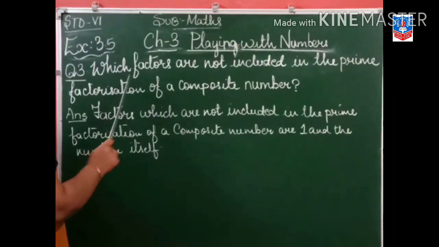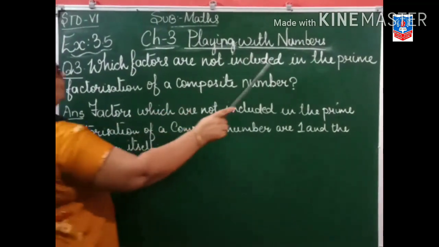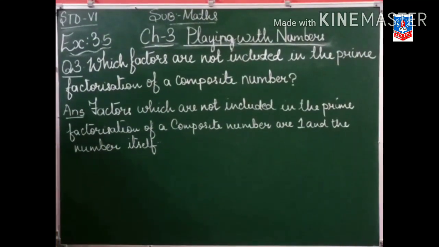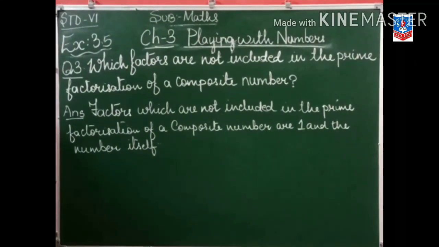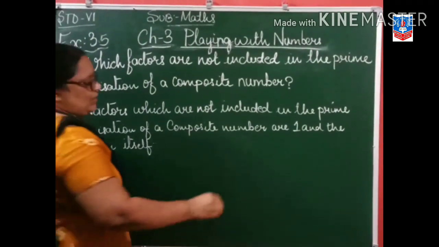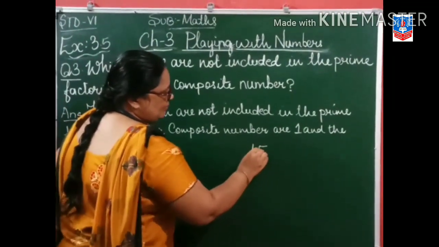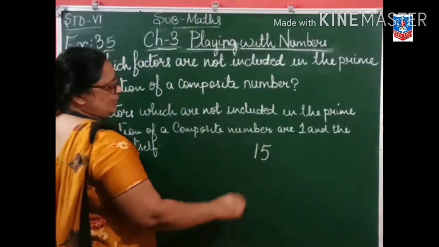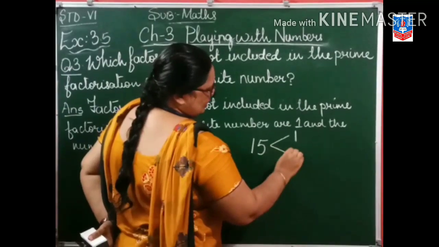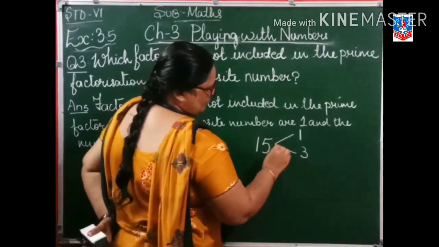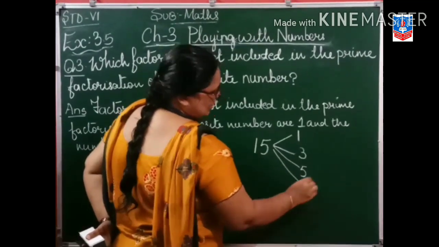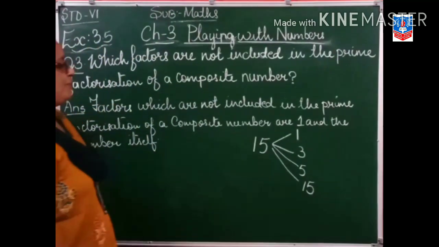Question 3. Which factors are not included in the prime factorization of a composite number? Now composite number means the number which has more than 2 factors. Let us take 15 as a number. 15 is a composite number. The factors of 15 are 1, 3, 5 and 15.